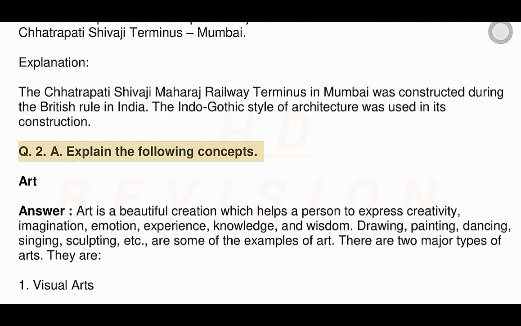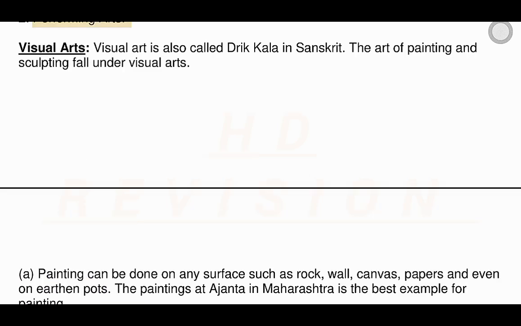Q2. Explain the following concepts. Art. Answer. Art is a beautiful creation which helps a person to express creativity, imagination, emotion, experience, knowledge, and wisdom. Drawing, painting, dancing, singing, sculpting, etc., are some of the examples of art. There are 2 major types of arts. They are: 1. Visual arts. 2. Performing arts.